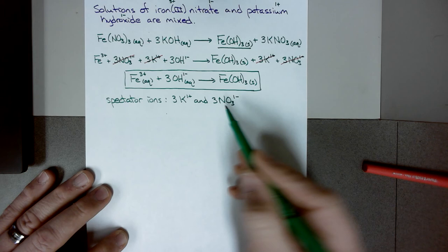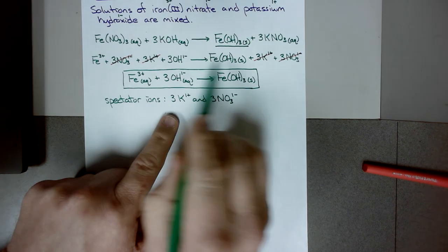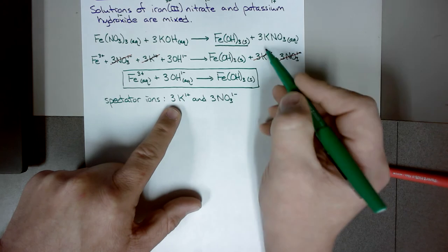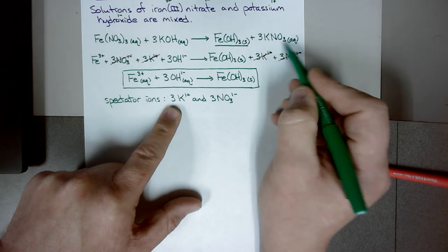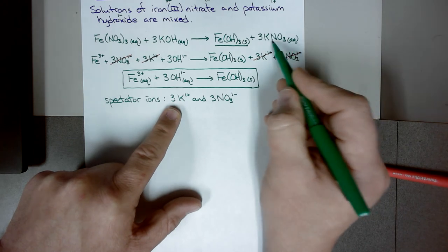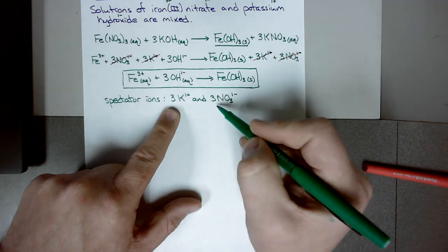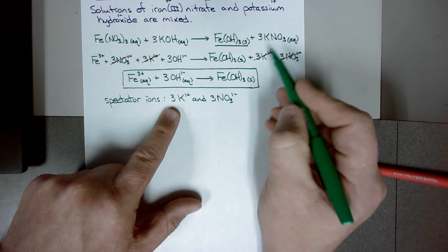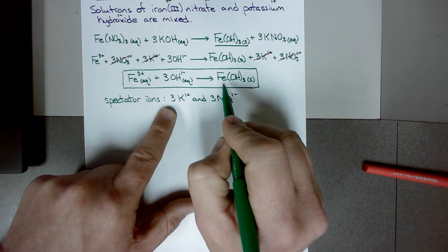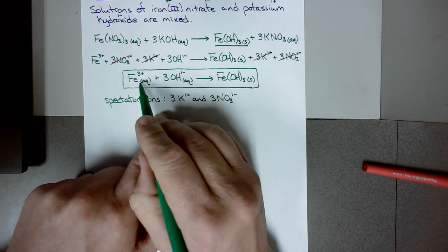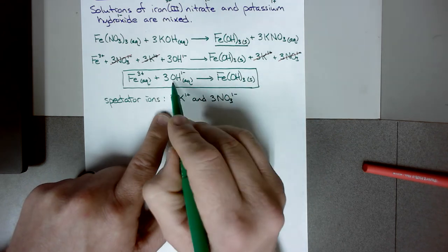And of course, I didn't have to write all this out. I could realize that these are a result of the product that's aqueous, and if it's aqueous, then I just dissociate it. So the spectator ions come from the product that's aqueous, and the net ionic equation comes from the solid or precipitate and the ions as the reactants that make that solid.